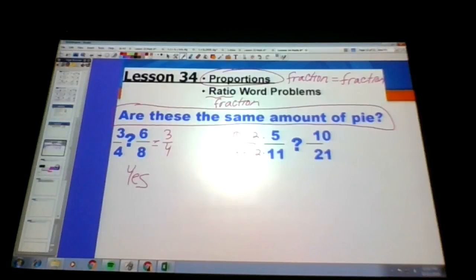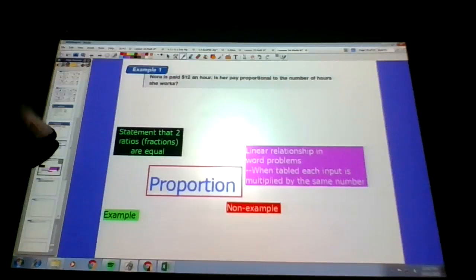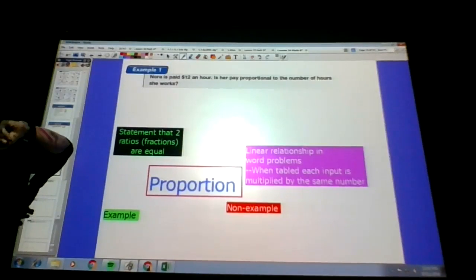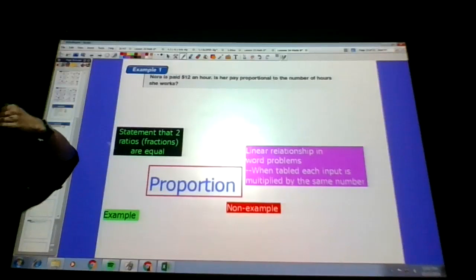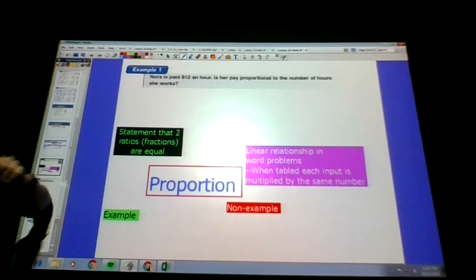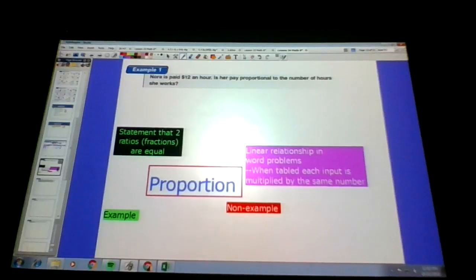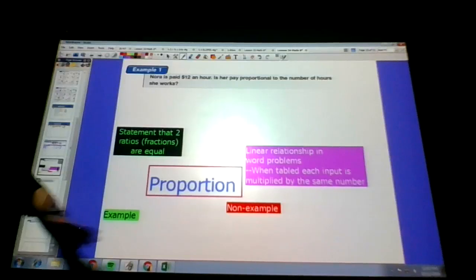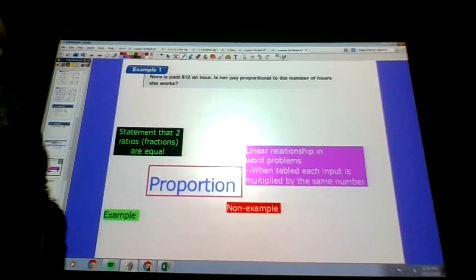Here we go. Let's get into our first problem. Nora is paid $12 an hour. Is her payment proportional to the number of hours she works? Yes. So, with that being said, ready for this, you guys? Please write down proportion in your notebook.